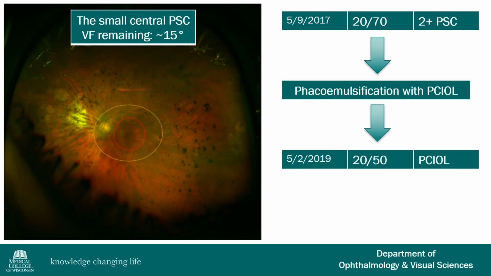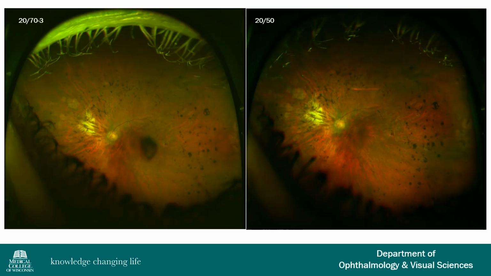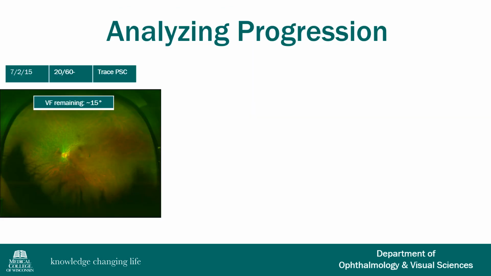Here we see the same eye 2 years later, status post phaco PCIOL, and the vision has improved from 20/70 to 20/50. This is a side-by-side comparison highlighting the contrast between the central opacity of the PSC cataract and the clear view of the macula and fovea status post-cataract extraction. Expanding on this demonstration, we show an example of a PSC transformation over time.